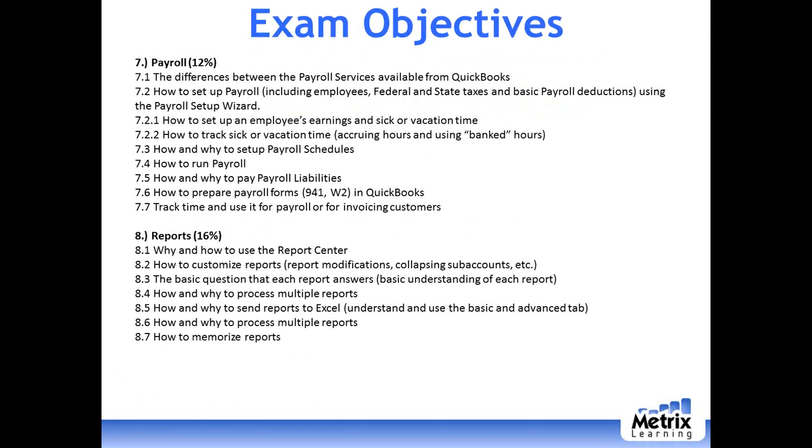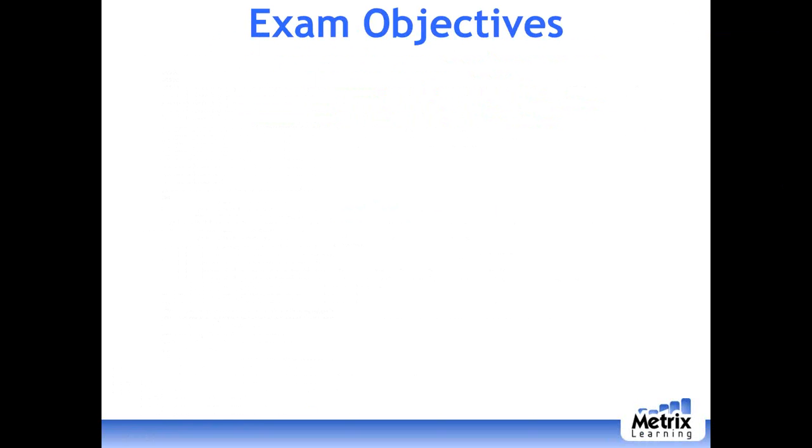Topic number 8 is reports. This is 16% of what is asked. Knowing this, I made sure that I had a very good understanding of reports in QuickBooks. You will want to know how and why to use the Report Center, how to customize reports, including report modifications, collapsing subaccounts, and so on, and also using the Customize Report button. The basic question that each report answers, including a basic understanding of each report, how and why to process multiple reports, how and why to send reports to Excel, and how to memorize reports.